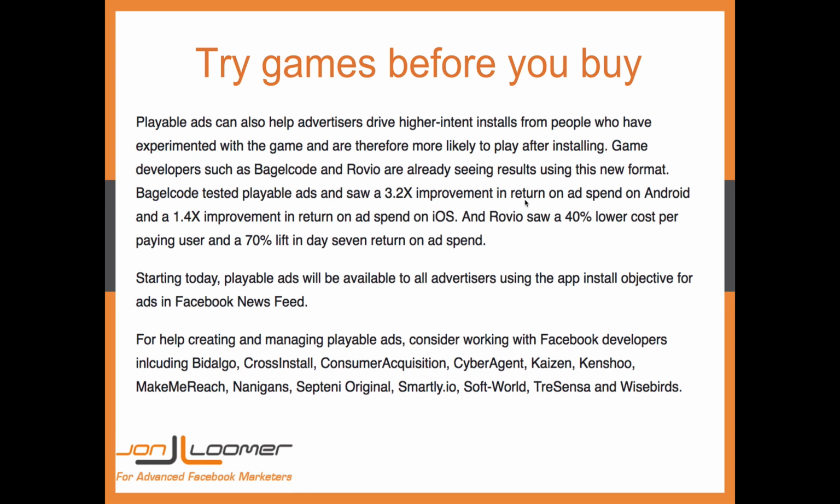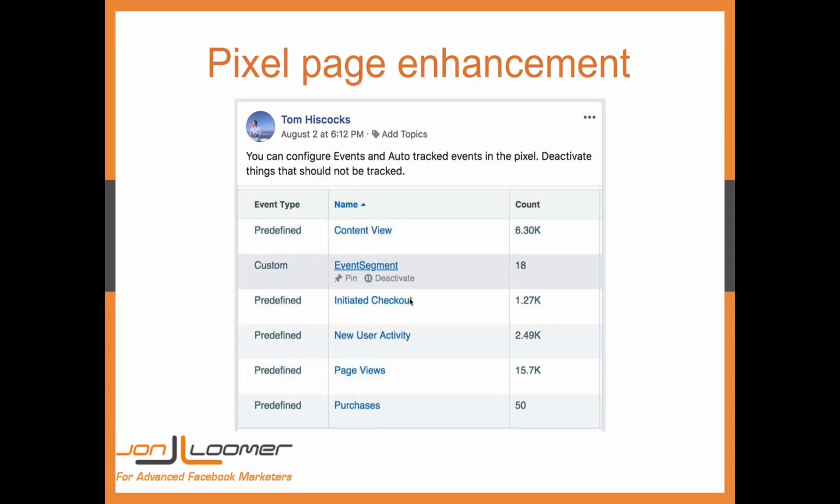Bagel Code, nice name, tested playable ads, saw 3.2 times improvement in return on ad spend on Android, 1.4 times improvement on iOS. Rovio saw 40% lower cost per paying user, 70% lift in day 7 return on ad spend. Now, if you want to use this, you've got to work with one of Facebook's developers, and they list all of them there. So if you're looking for this functionality, check out that link within the replay notes for more.